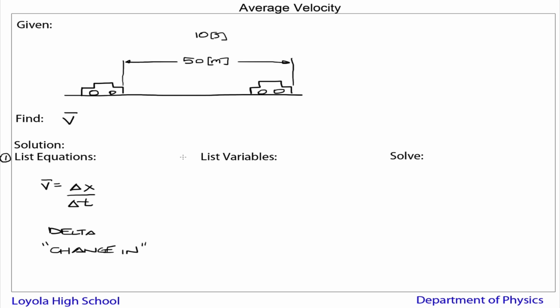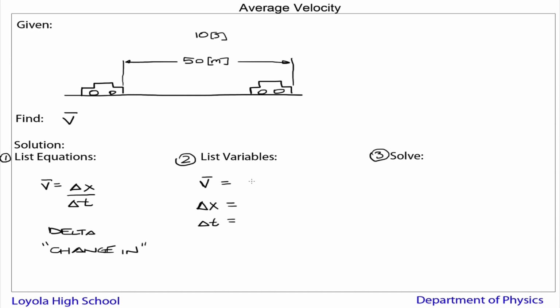Step two is the variables. So v bar is going to be our average velocity. Delta x is our change in position, how far we travel horizontally. And delta t is our change in time. So those are our variables. And this arguably is the most important, because if we get the correct variables here, then we have step three, which is solve, which is the mathematics of it.